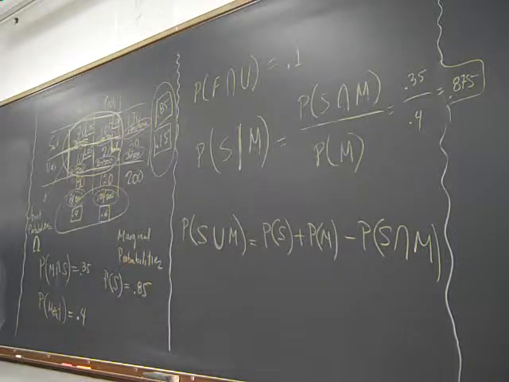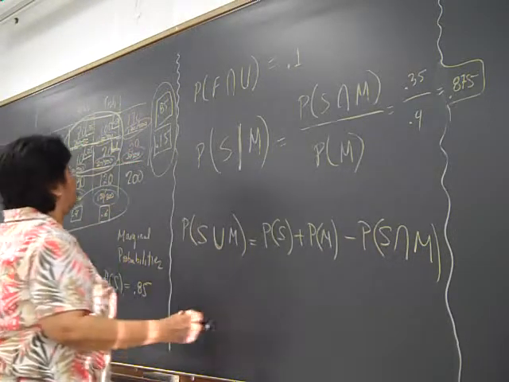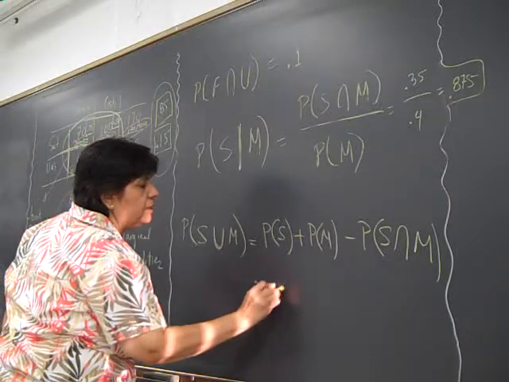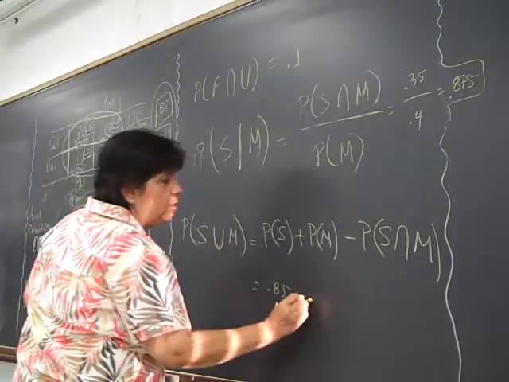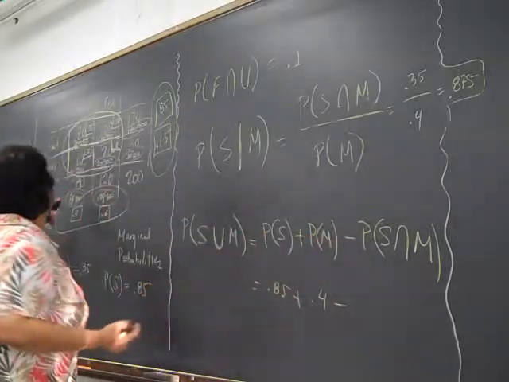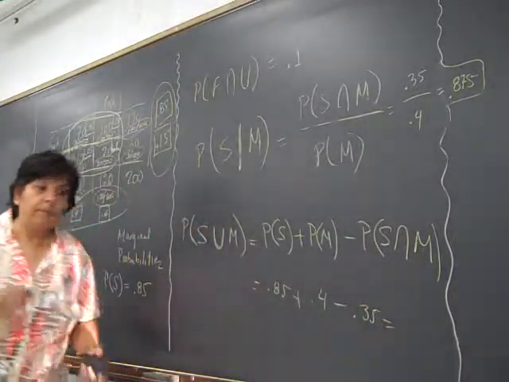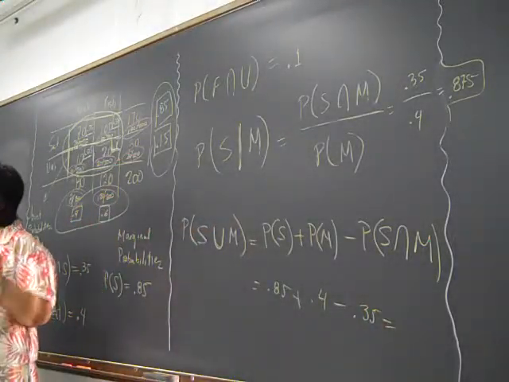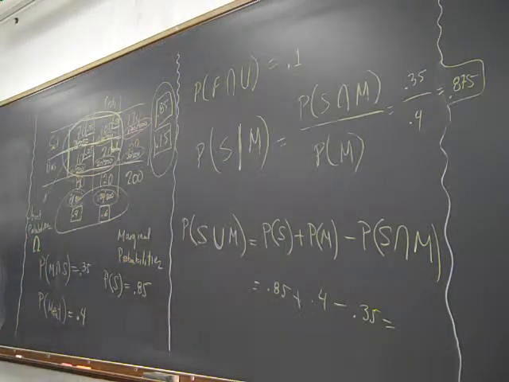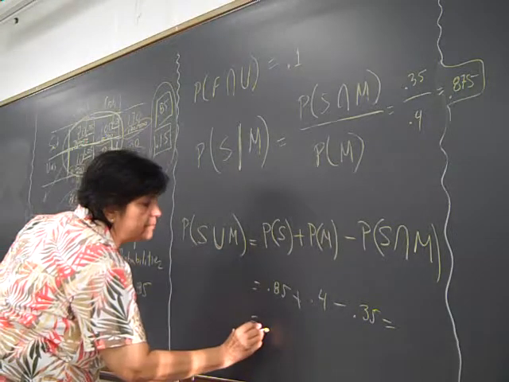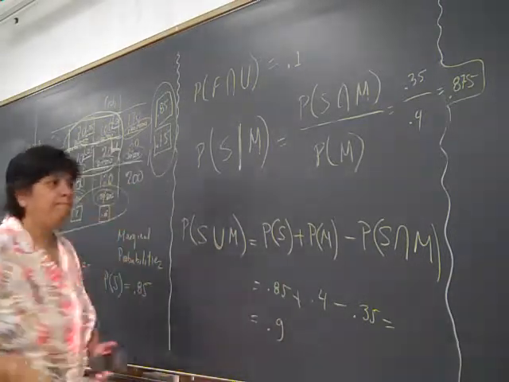Okay? So the numbers are there. Probability of satisfied is 0.85 plus meat is 0.4 minus the probability of satisfied and meat, which is 0.35. So you see how you handle probabilities using the addition rule and the multiplication rule. 0.85 plus 0.4 minus 0.35 is equal to 0.9. Okay?